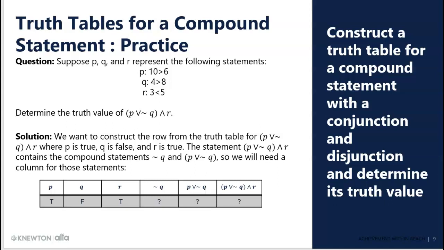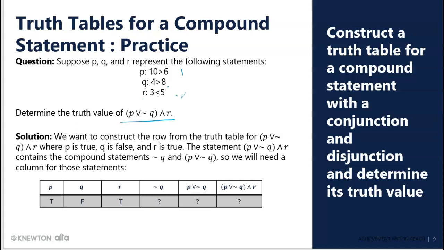So now we're going to give ourselves 3 statements. P is 10 is greater than 6. Q is 4 is greater than 8, and R is 3 is less than 5. Well, here's the deal. We don't need the whole truth table for this. They gave us 3 statements. They want to know the value of these 3 statements. So I established the truth value of each of them.